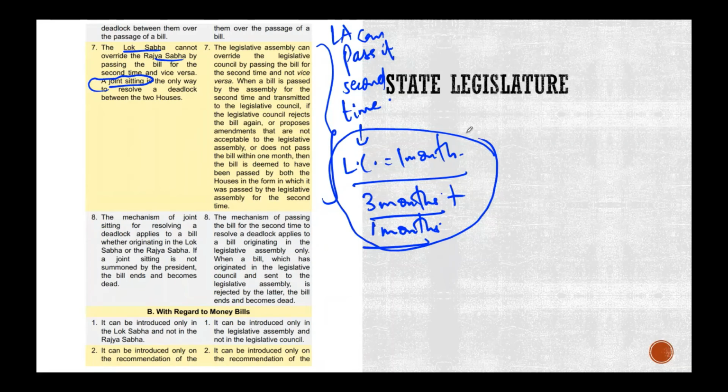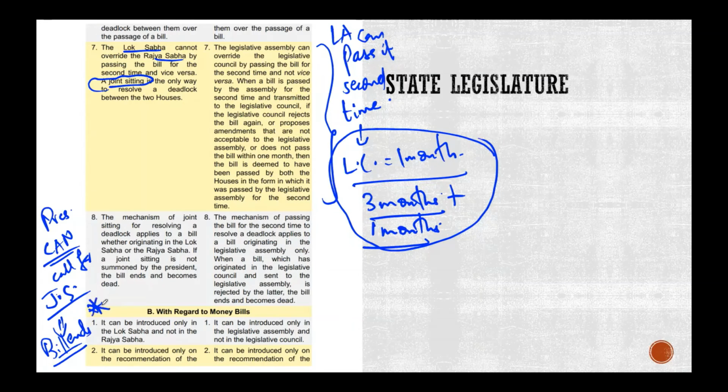Okay, great. Now, do you guys remember when we were talking about joint sitting, I underlined the word can. The president can call for a joint sitting. Why did I highlight can? What if the president does not call for a joint sitting? The bill ends there. In the center, if the president does not call for a joint sitting, the bill ends there. So that is another technicality.